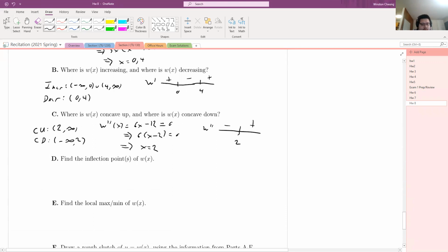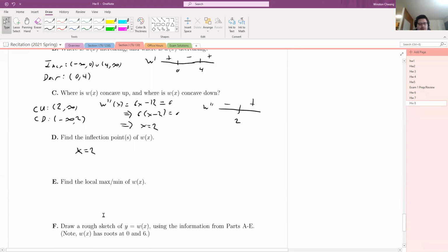Okay. And inflection points. Well, inflection points would be when the second derivative is equal to 0, which we found at x equals 2, and also we would have to check that the concavity changes from one side to the other, and it does. So great, we found x equals 2 is an inflection point.